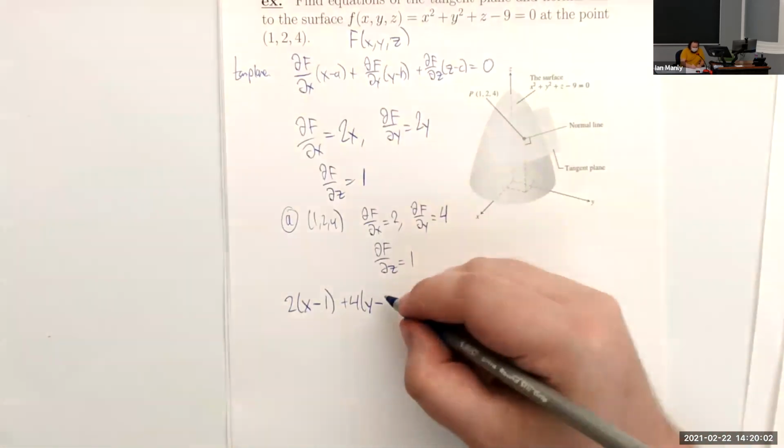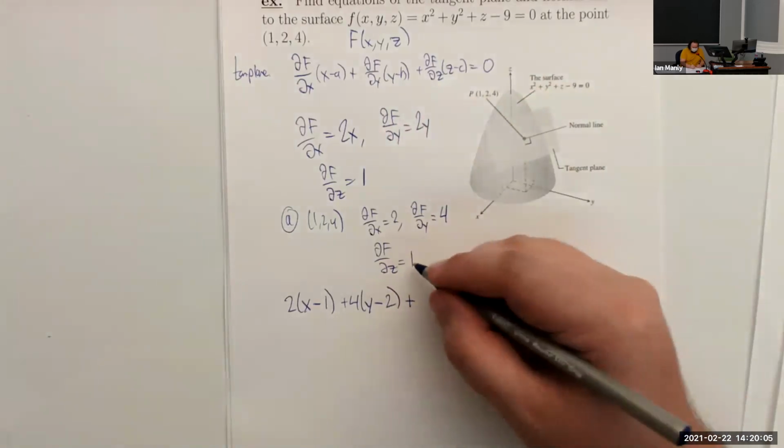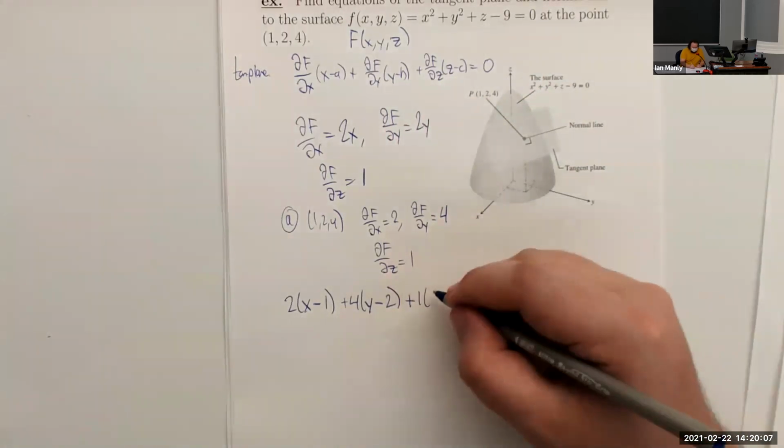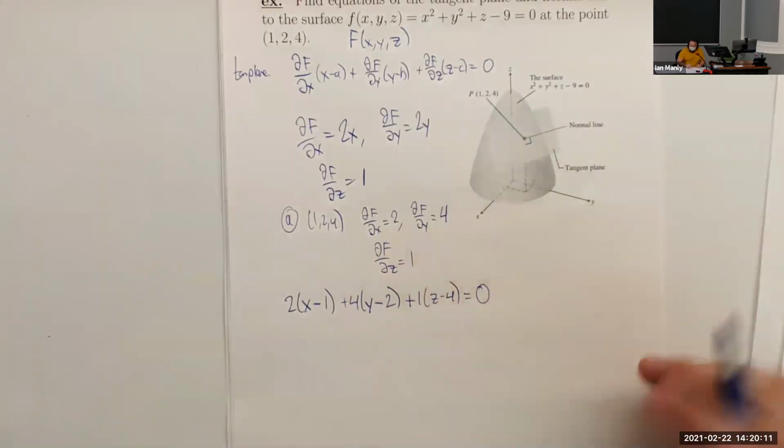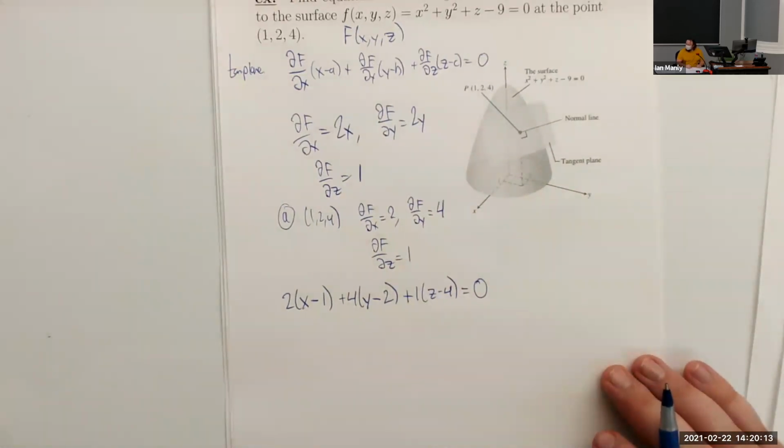Let's see, our b is 2 for this. And then we finally have 1, and then we have z minus 4. And then all of this is going to end up equaling 0 right here.